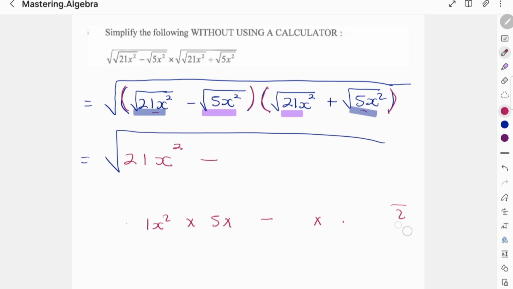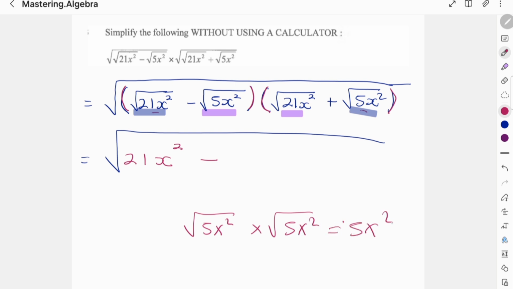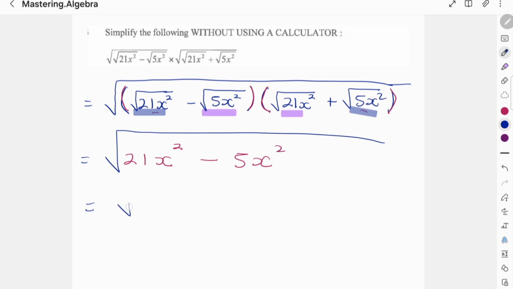And then lastly, I will multiply my outer terms. So then I will be multiplying 5x squared times square root of 5x squared. I get 5x squared. So that is 5x squared. Right. So now I can just say, what is 21 minus 5? 16. So it is 16x squared.